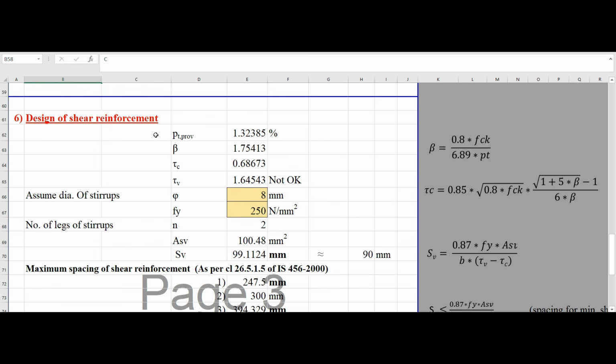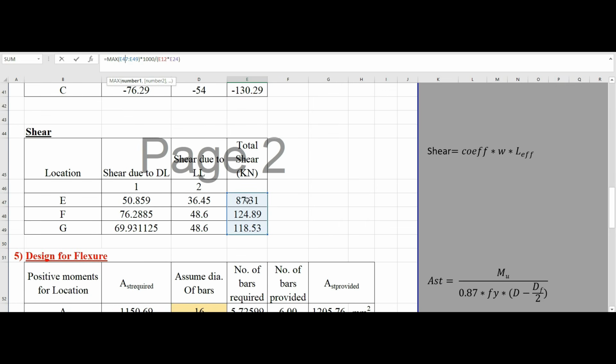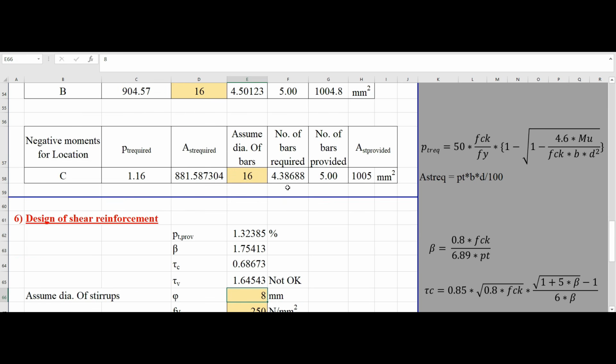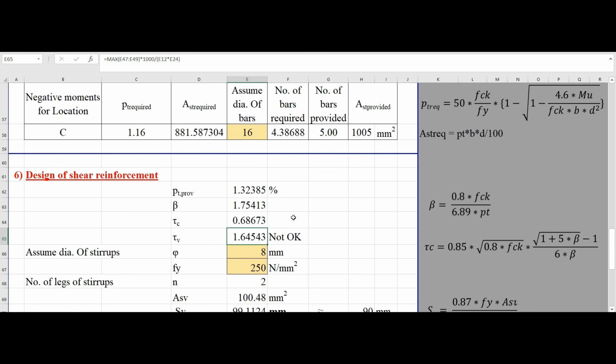Now, in order to design for the shear reinforcement, the process is similar to what we have done in the singly reinforced beams, but here to calculate the tau V, we will use the maximum shear force. Tau V is equal to Vu upon bd, but here Vu will be the maximum of all. So that is maximum of 87.31, 124.89 and 118.53. So that is equal to 124. So whatever the maximum shear force is there, dividing it by b into d, that is width of the beam and effective depth of the beam. So we get the tau V value as 1.64.